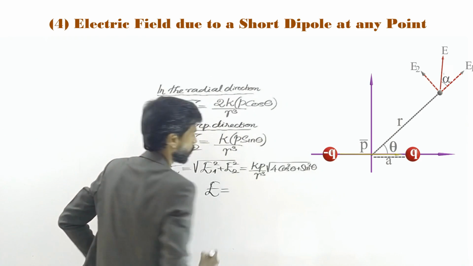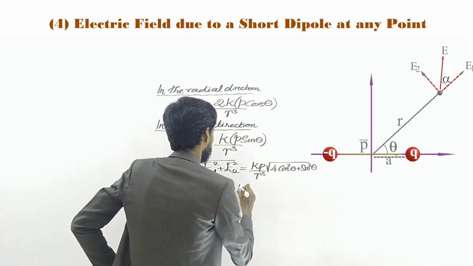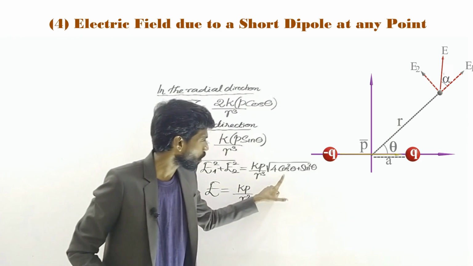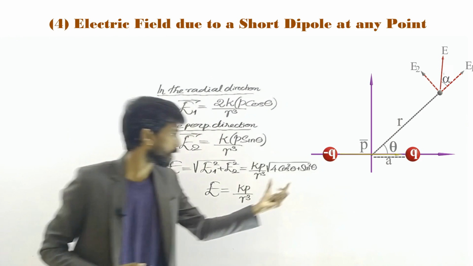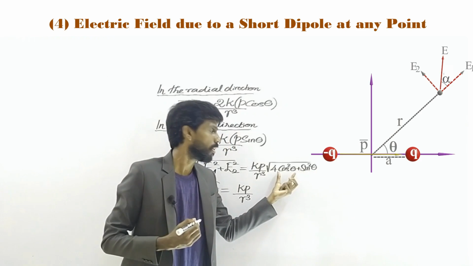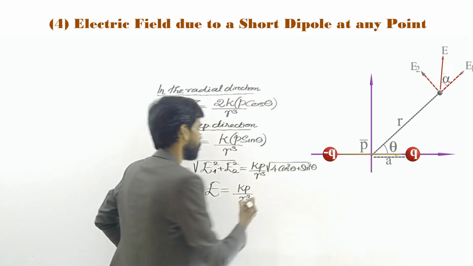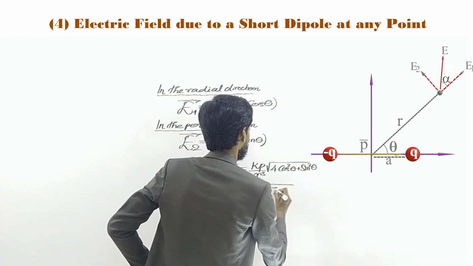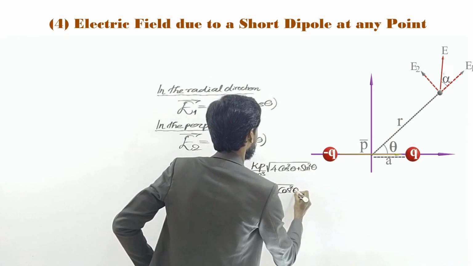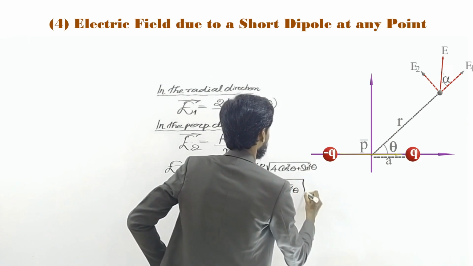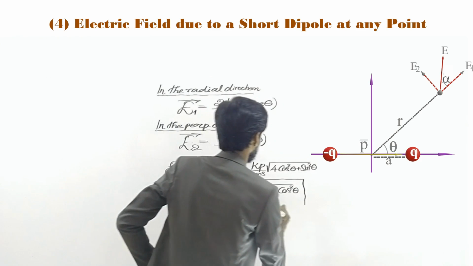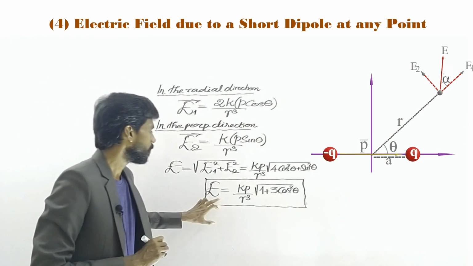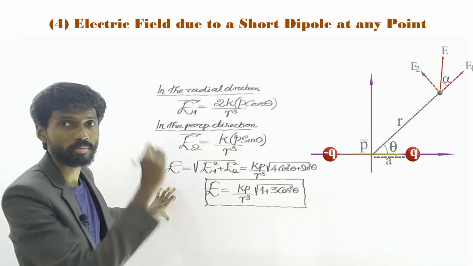So E is equal to kp divided by r cube multiplied by the square root of: 1 cos square theta plus sin square theta, that becomes 1, plus the remaining 3 cos square theta. So it is the square root of 1 plus 3 cos square theta. This is our required magnitude of the electric field due to this dipole at some random point.